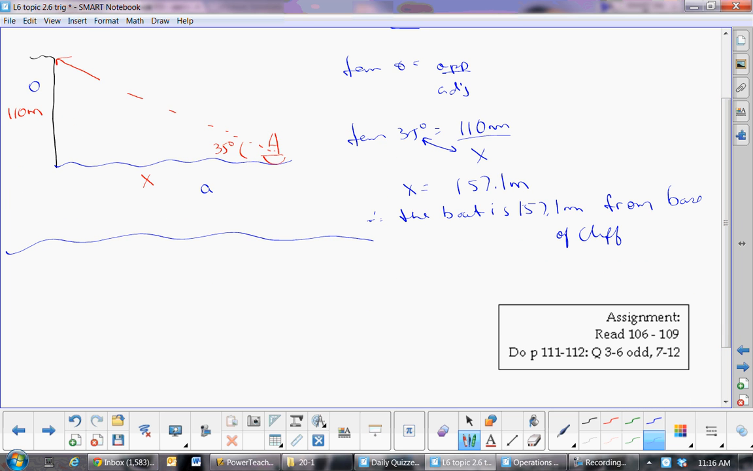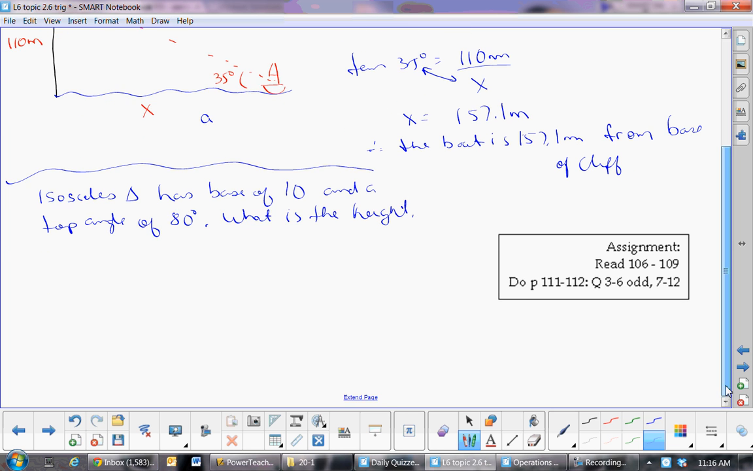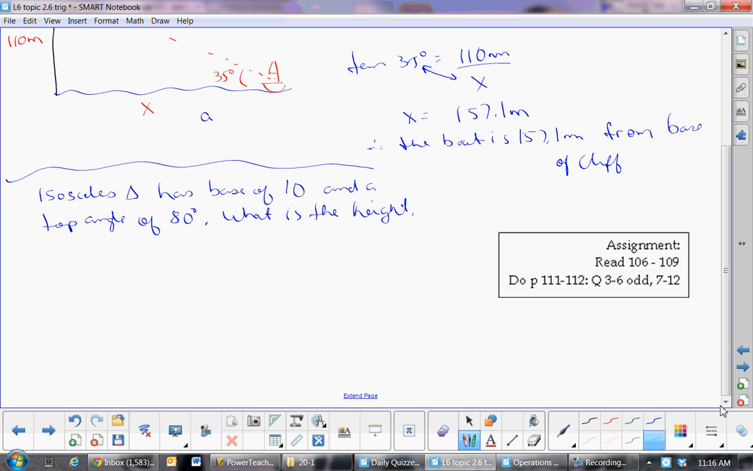Okay, so what if we have an isosceles triangle, has a base of 10, and a top angle of 80 degrees. What is the height? Okay, now this one caused a lot of problems with students last year, so that's why this one was pointed out.